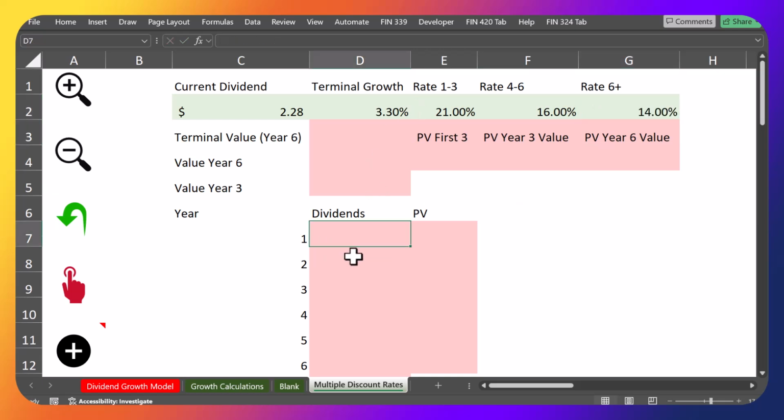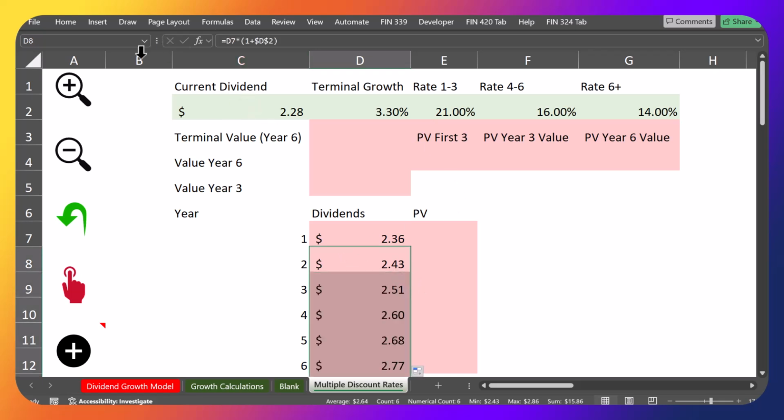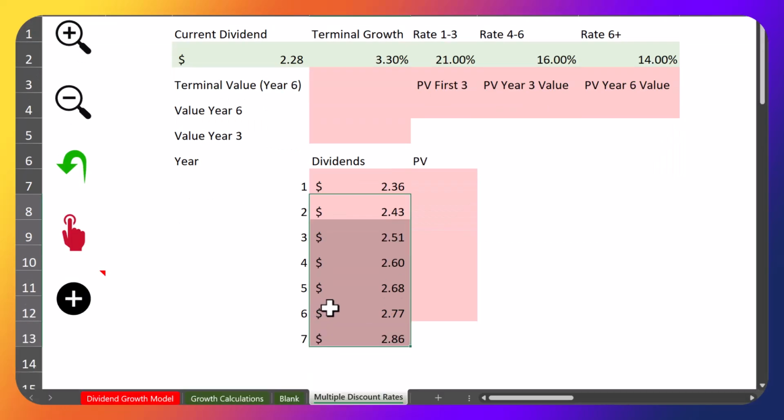Let's first calculate the dividends. First dividend is current dividend times 1 plus the terminal growth rate. Then after that, the previous dividend times 1 plus the terminal growth rate. Let's make sure that's the case. And we have this up to year 7.